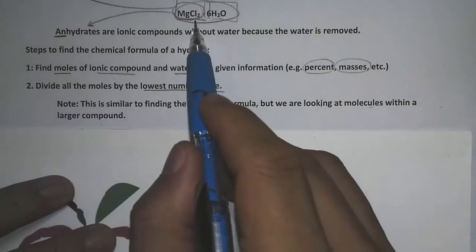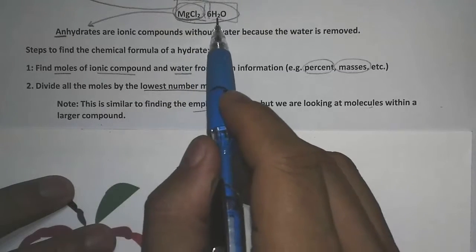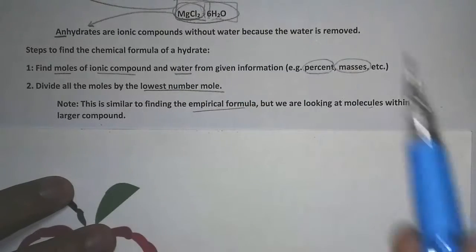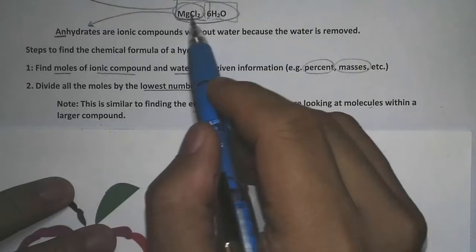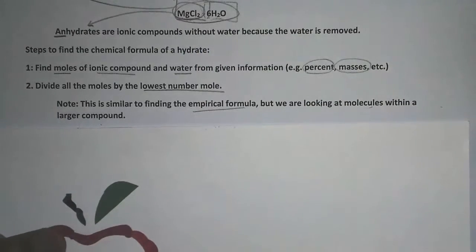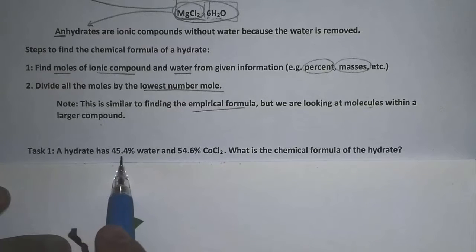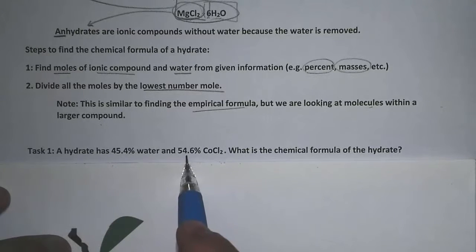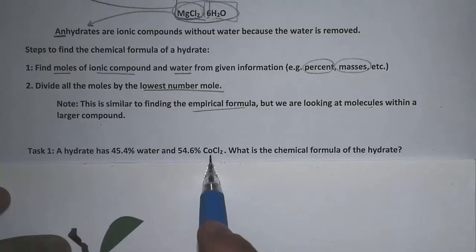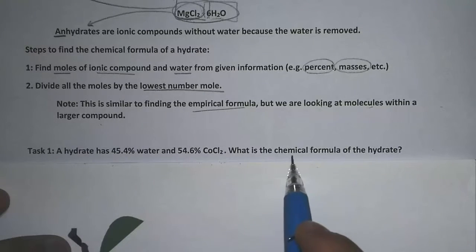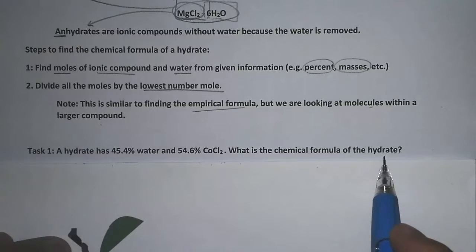In this case, this hydrate has 2 different molecules in it, and we are looking for the ratio in terms of mole. So let's go back and try one problem together. A hydrate has 45.4% water, 54.6% cobalt chloride. In this case, what is the chemical formula of the hydrate?